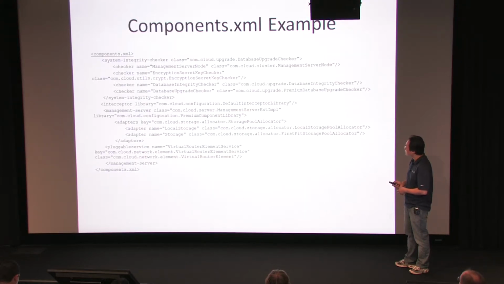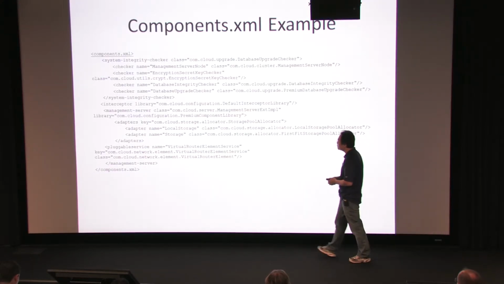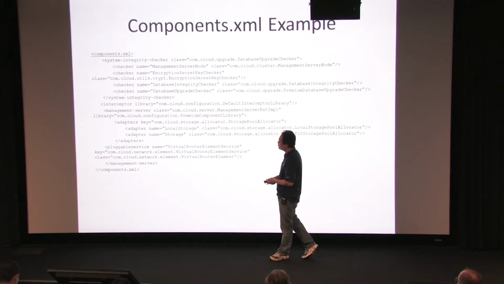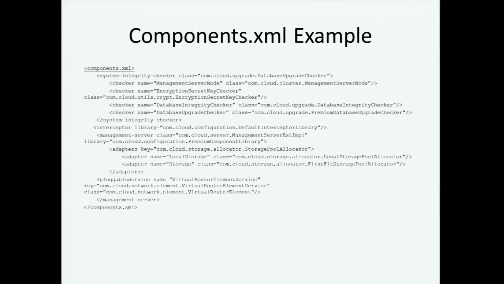Now, I want to specifically point out this pluggable service definition. The pluggable service definition is a way for the adapters to expose API that would be executed through CloudStack. So when you put that in, CloudStack will actually go through and locate all of the commands that are being exposed by this service, and then the same REST API can be used to execute things inside that.